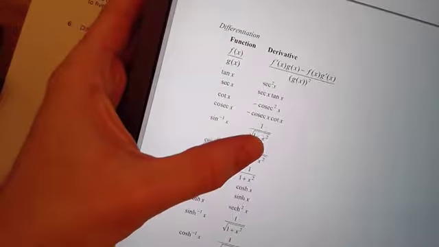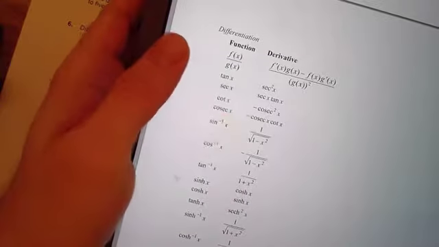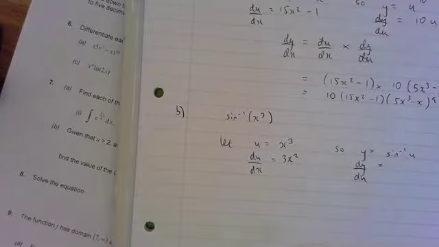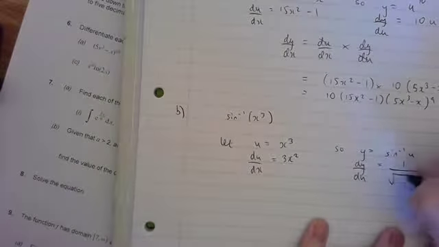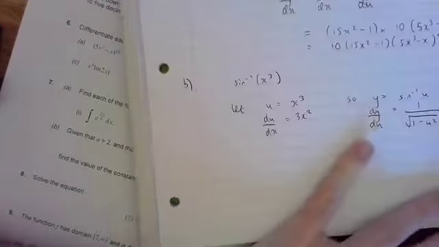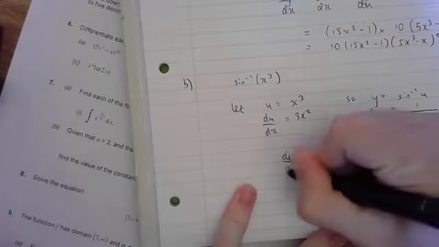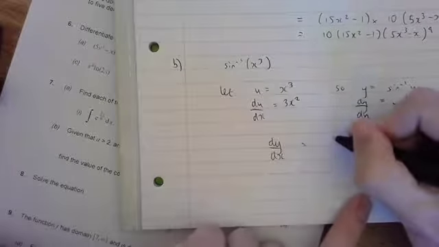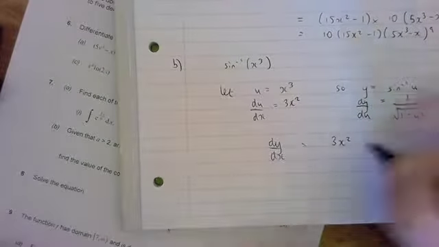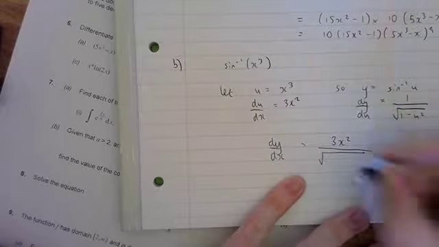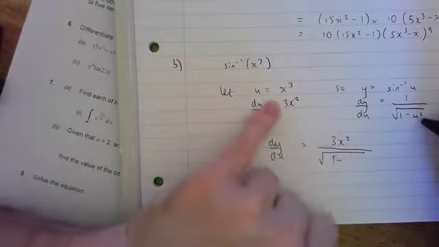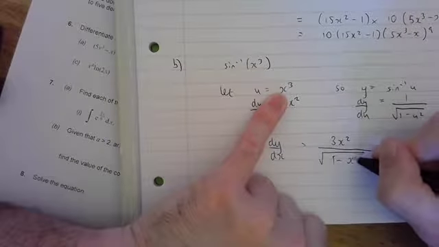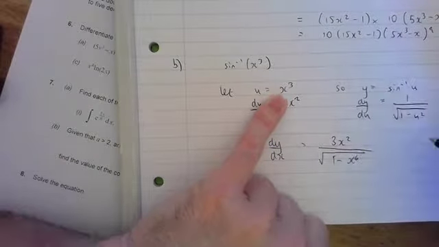Now they've just given it to me in terms of x, so I just need to change an x to a u. So 1 over the square root of 1 minus u squared. So then I just times these two things together. So dy by dx. Now that times by that as a fraction, you just times the numerators. So it just becomes 3x squared times 1, which is 3x squared, all over the square root of 1 minus, now u was x cubed and then squared. So times by itself will be x to the power of 6.